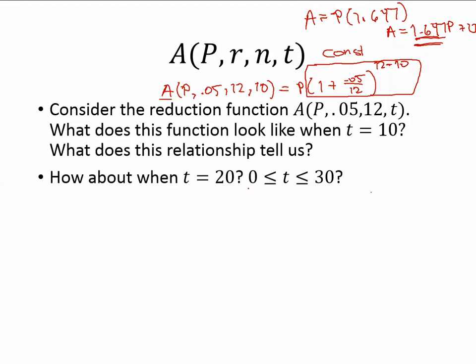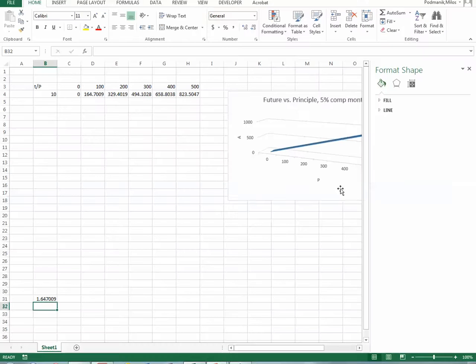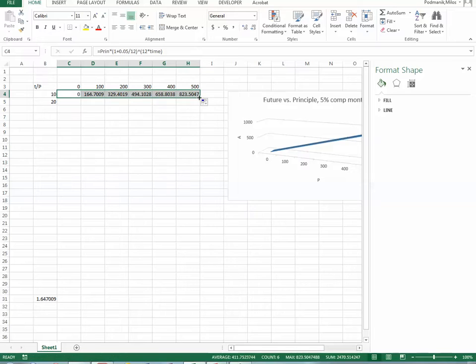Or for that matter, if we look at a series of A versus P graphs for time between 0 and 30 years. We most certainly can do that very easily, in fact, by just adding, maybe not even 0. Maybe it doesn't make sense to look at 0 years because that's going to be very boring. I could just take that one cell and copy it down. Oh, there we go. So now you can see what it would look like if you invested for 20 years.